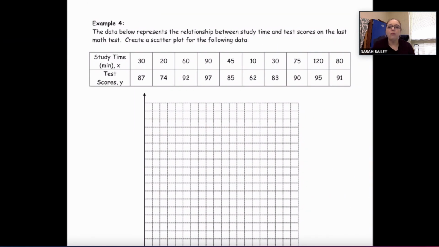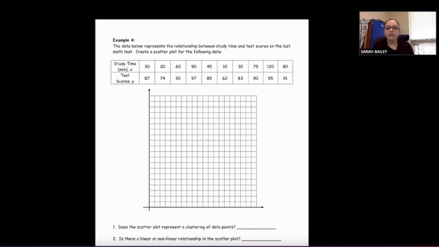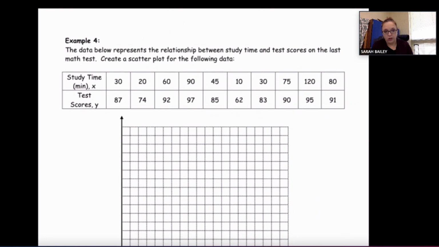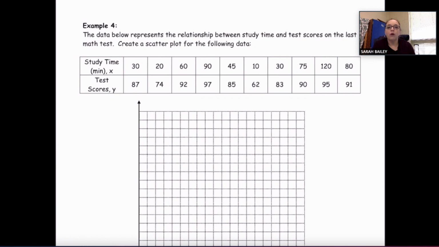So in example 4, you'll notice that we're going to make a scatter plot and answer some questions. So let's look at this. It says the data below represents the relationship between study time and test scores on the last math test. Create a scatter plot for the following data. We have study time measured in minutes, and they want that on the x-axis. Test scores will be on the y-axis.